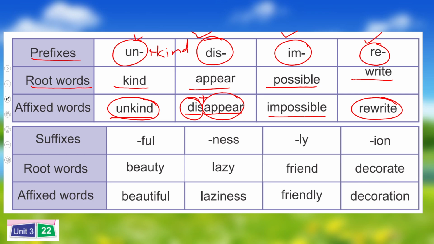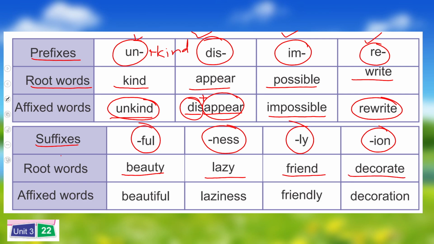Now let us see suffixes with root words and let's combine them together. So we have suffixes like full, ness, ly, and ion. Root words: beauty, lazy, friend, decorate. Now let's put these different suffixes and words together.